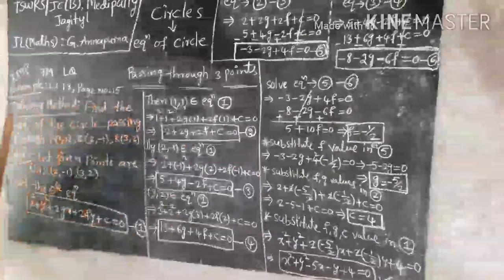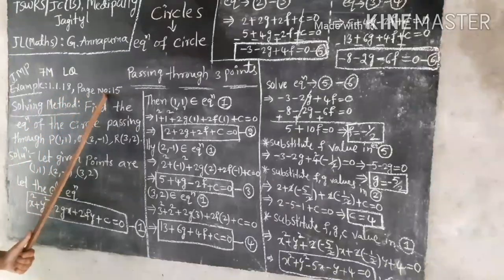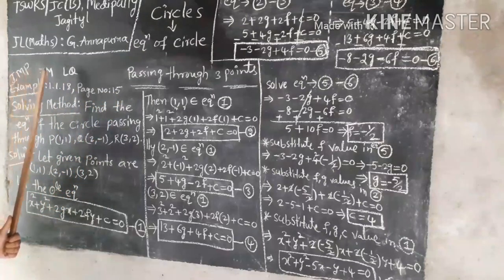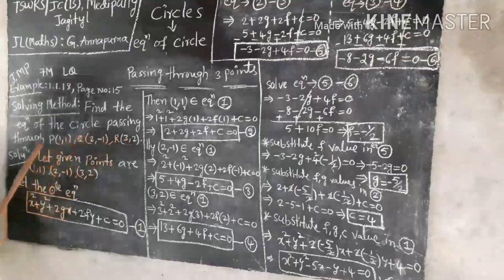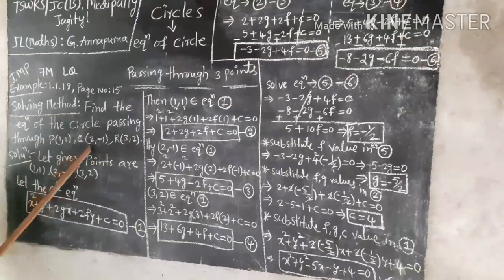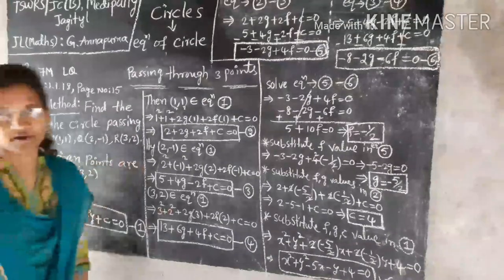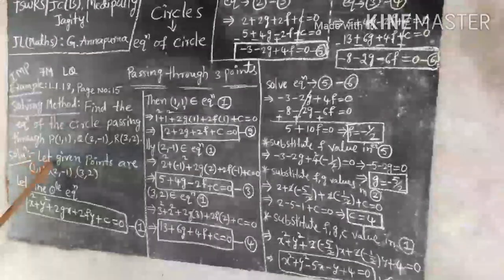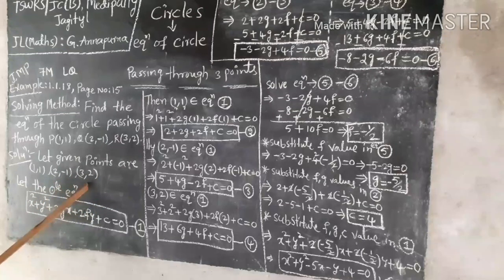See, this is example problem 1.1.18, page number 15 in the book. This comes under the 7 marks important problems. This is a long question. Find the equation of the circle passing through P(1, 1), Q(2, -1), R(3, -2). First we have to write the given data. So, solution. Let the given points be (1, 1), (2, -1), (3, -2).